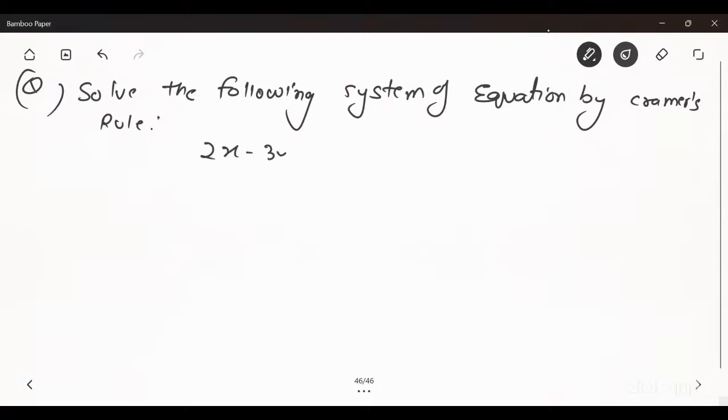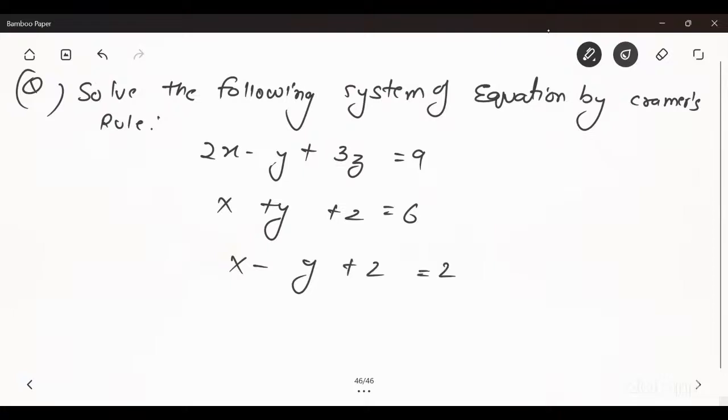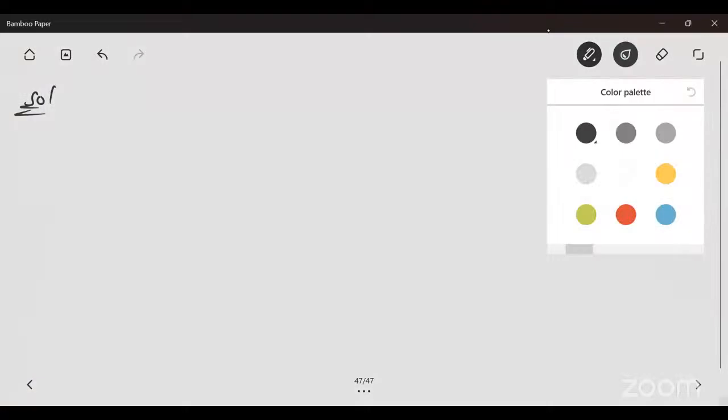2x minus y plus 3z equal to 9. Second one is x plus y plus z equal to 6. Third one is x minus y plus z equal to 2. Now solve this by the same method. So first is delta. I'm writing the equations.